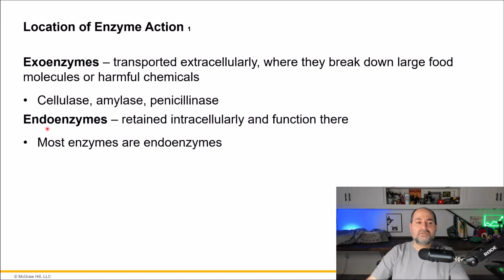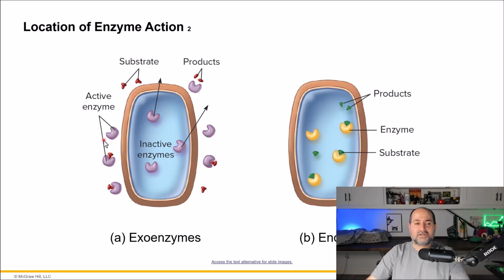Endoenzymes are retained intracellularly. This means that they are on the inside of the cell, in the cytoplasm usually, and they function there. So for instance, most enzymes are actually endoenzymes. And here you can see what I'm talking about. Exoenzymes function outside of the cell. They're produced inside of the cell, but then they're secreted outside, and then they act outside of the cell. Whereas endoenzymes are produced and remain inside of the cell.